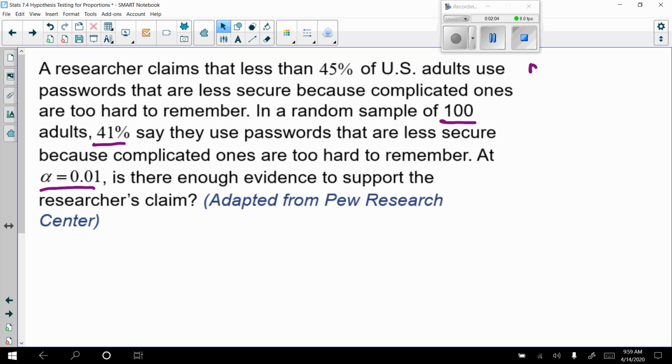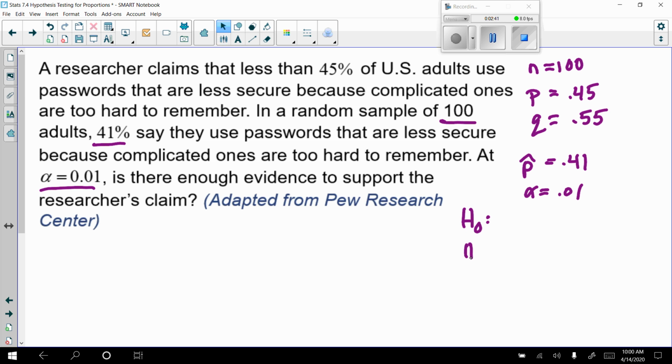So here our n is 100. Our probability of success, our p, is equal to 45%, so 0.45. That means our q is 0.55. Our p hat, our proportion from our sample, is 0.41. Our alpha level is 0.01. And we need to find a null hypothesis and an alternate hypothesis.